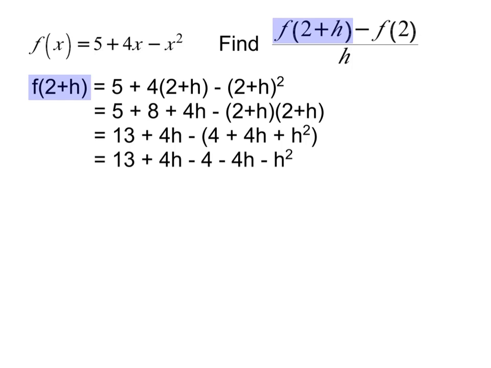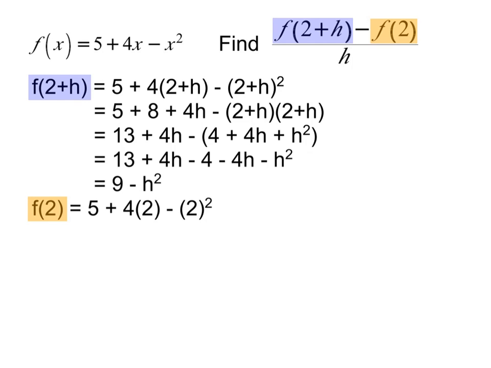Once we got to this point, then you're just going to be able to combine the like terms. And so when we combine the like terms, the 13 minus the 4 gives us 9. The 4h minus 4h, that just adds to 0, and so they cancel each other out. And just that minus h squared is left behind.